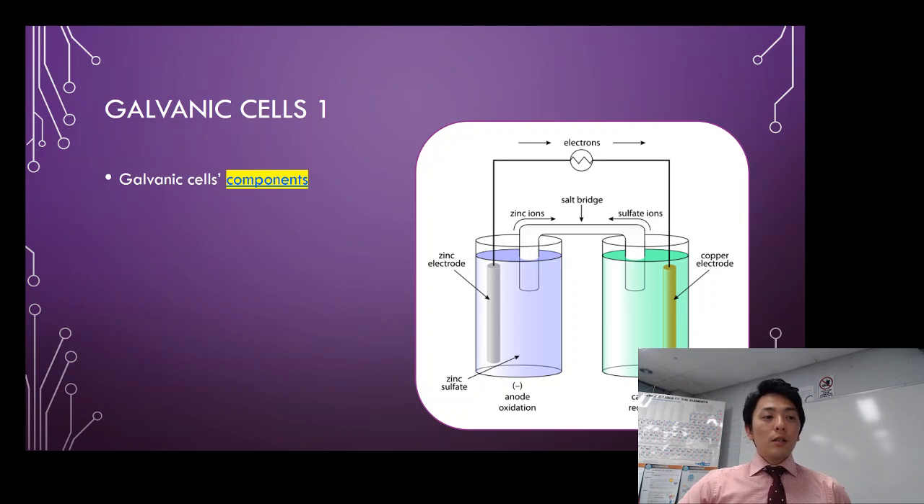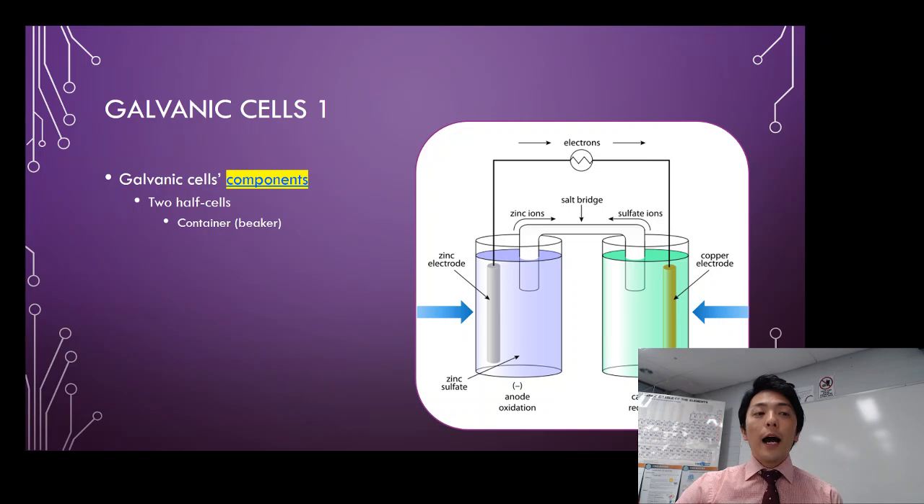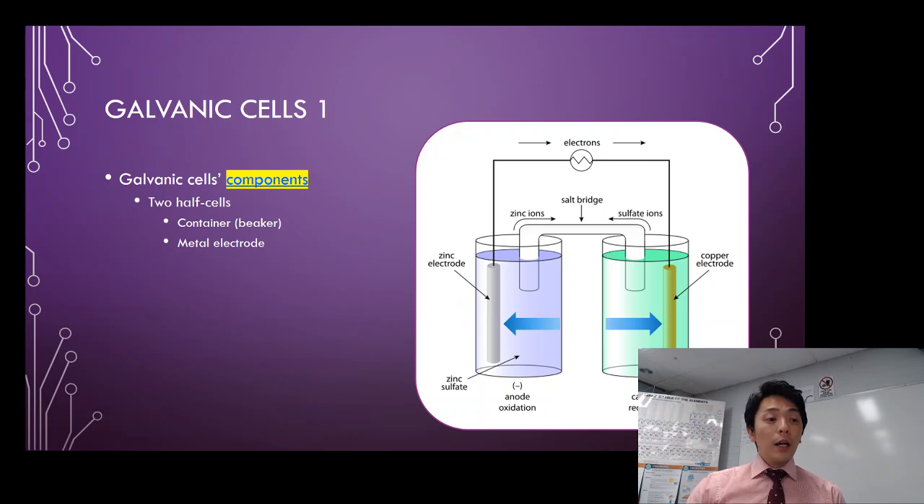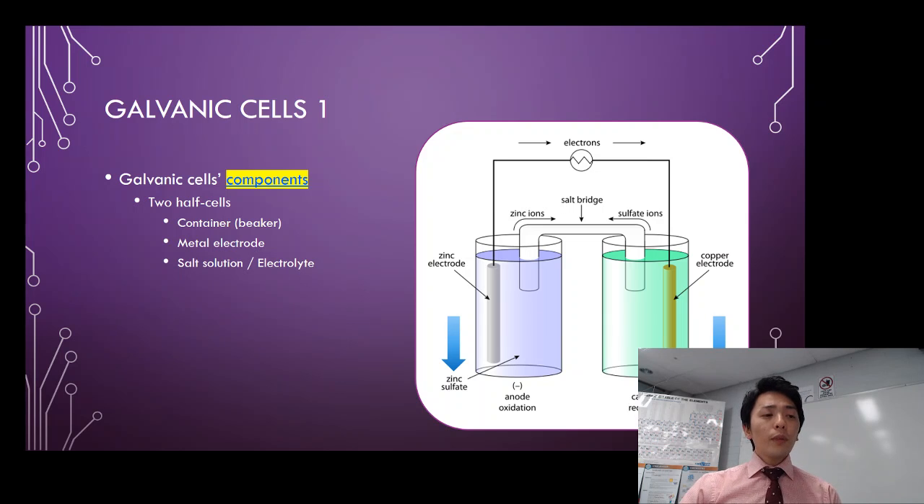Now, let's look at the components. Because you need to be able to make them, it's better for you to know what's involved in that. So firstly, you've got two half cells. And half cells contain, firstly, the container; you'll be using a beaker for most of the time in a laboratory setup. And you've got metal electrodes. So again, in this diagram, you've got a zinc electrode and a copper metal. Could be a strip, could be a rod. And you've got salt solution or electrolyte.